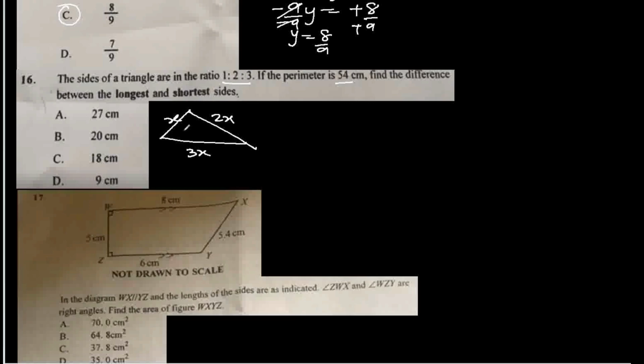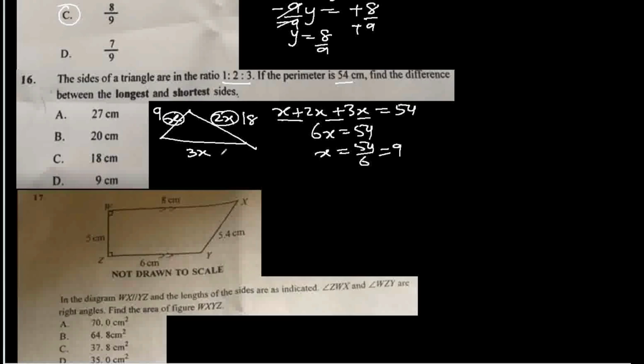Let's find that multiple, because perimeter is the sum of all three sides. x plus 2x plus 3x is equal to 54, and that becomes 6x equal to 54. That x is 54 over 6. 9 is the multiple. That means this one is 9, this one is 18, and this one is 27, each one multiplied by 9 because x is 9.